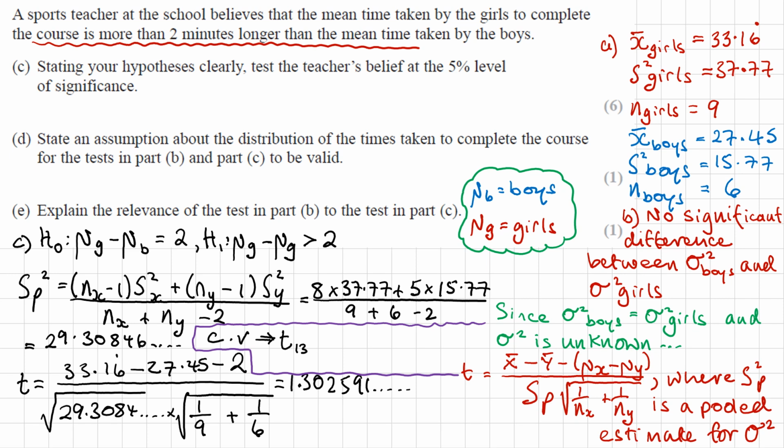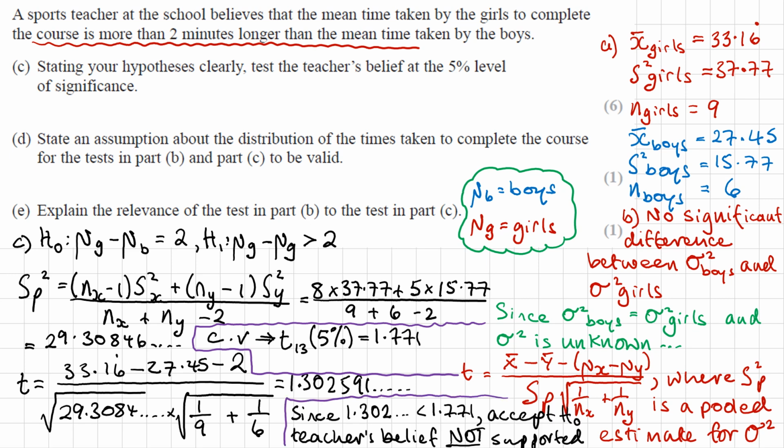This is a one-tailed test, an upper tail test, 5% level of significance. So we go to our formula book, or your calculator if your calculator can work it out, and we get a critical value of 1.771. Now, since our test statistic, this value here, is less than the critical value and we're doing an upper tail test, we accept H0. Our value is not significant, so the teacher's belief is not supported.